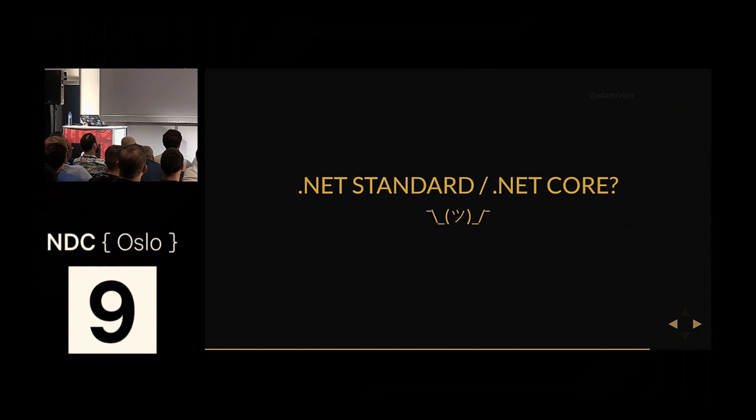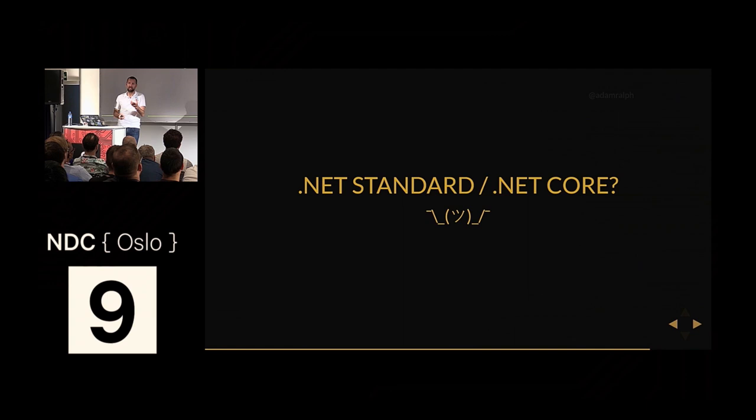So .NET Standard is effectively a contract. .NET Standard says, if you want to support .NET Standard, you must have these types of methods. That's effectively all that .NET Standard is. It is just a contract which outlines what you need to do in order to support .NET Standard. It has no body of itself. It has no implementation of itself.